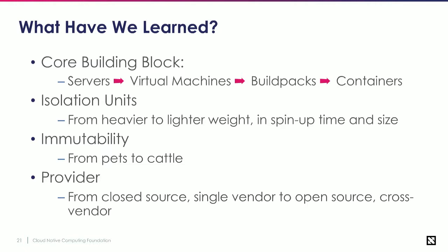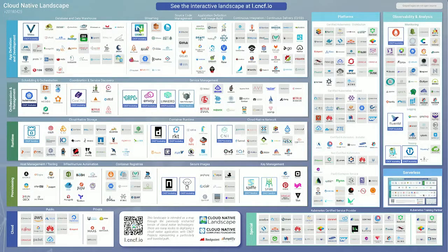Immutability, going from pets to cattle, that as opposed to treating each server individually, you can label and manage your containers en masse. And then the provider went from a closed source single vendor to open source cross vendor. Okay, so this is this crazy diagram. I am going to spend a little bit more time on it later, but it's just saying that there's been this explosion in interest in cloud native environment and opportunities.